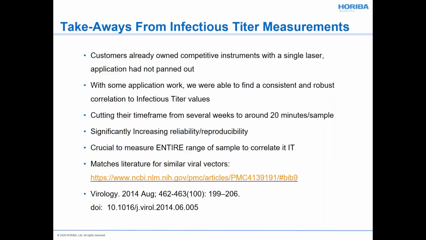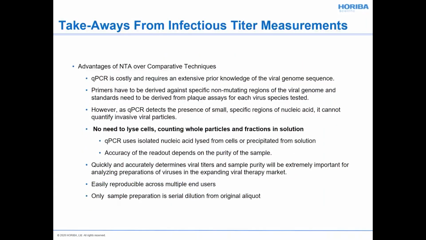So there's citations here. Let's compare to other techniques. qPCR requires prior knowledge of the viral genome sequence, because you have to derive primers against non-mutating regions of the genome. And you have to make standards that you'd really derive back from these plaque assays, which is the same thing that we're doing with ViewSizer and looking at concentration. qPCR just looks at small specific regions of nucleic acid. And so you're not looking at the entire package.